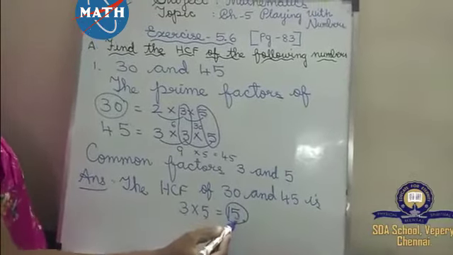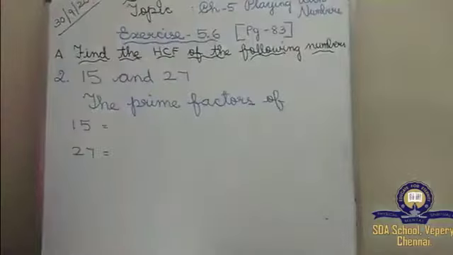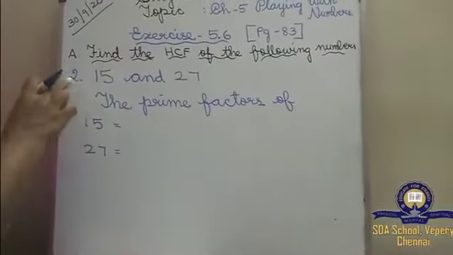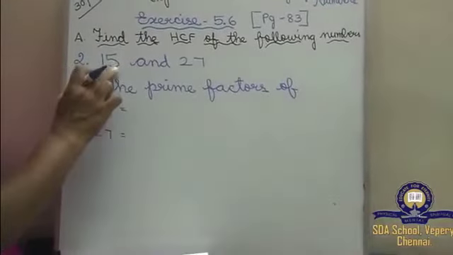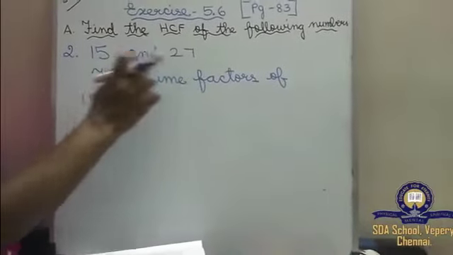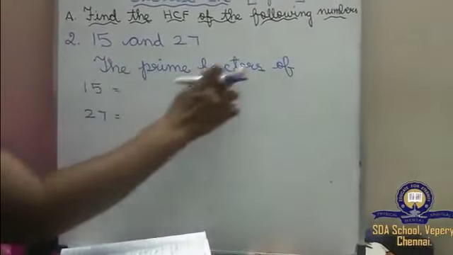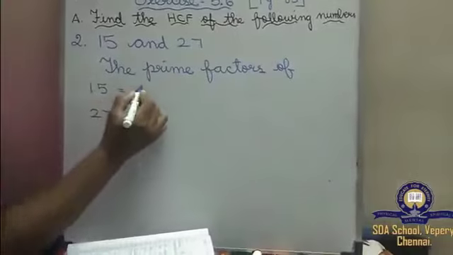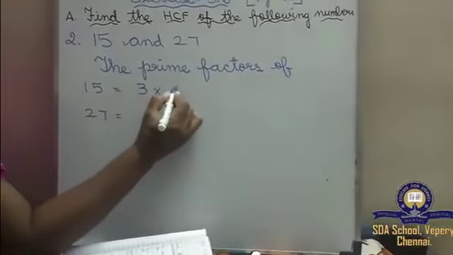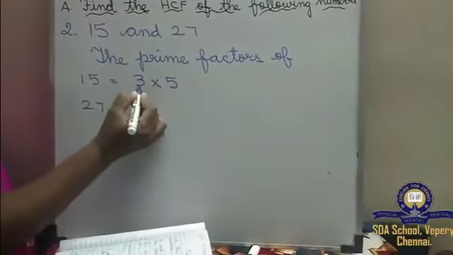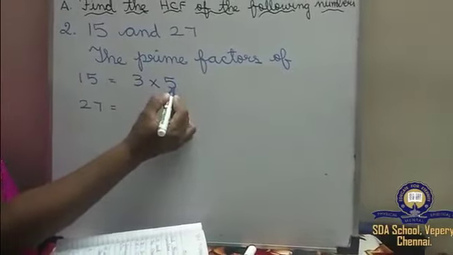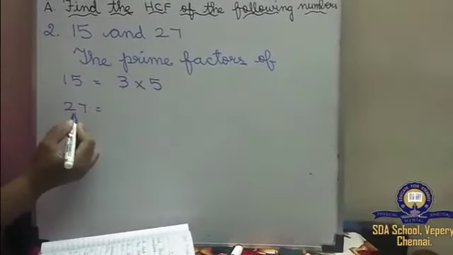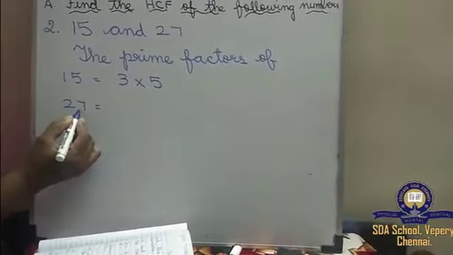Okay children, now we'll see the second sum. Second sum: 15 and 27. So the prime factors of 15, what will come, children? 3 5s are 15. This also prime factor, this also prime factor. Likewise we have to find out for 27.